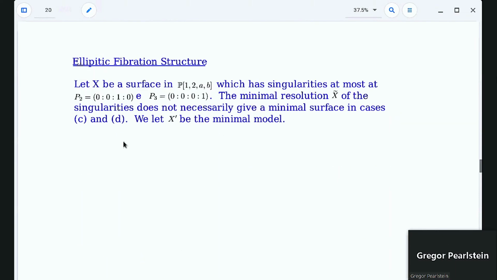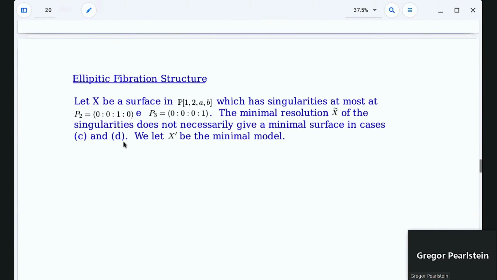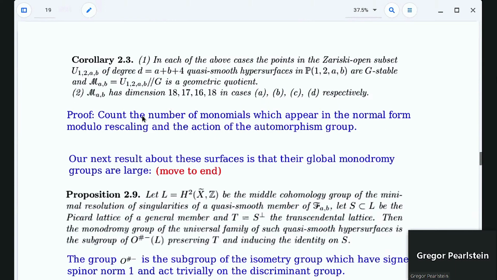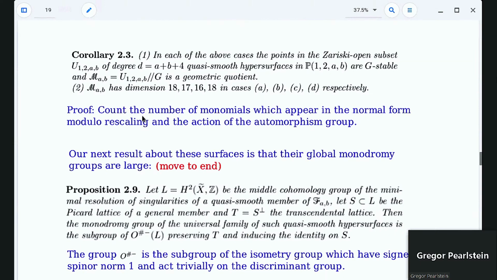Let me check. This last page is still about one. So, any questions before I start talking about the elliptic fibration structure of these surfaces?